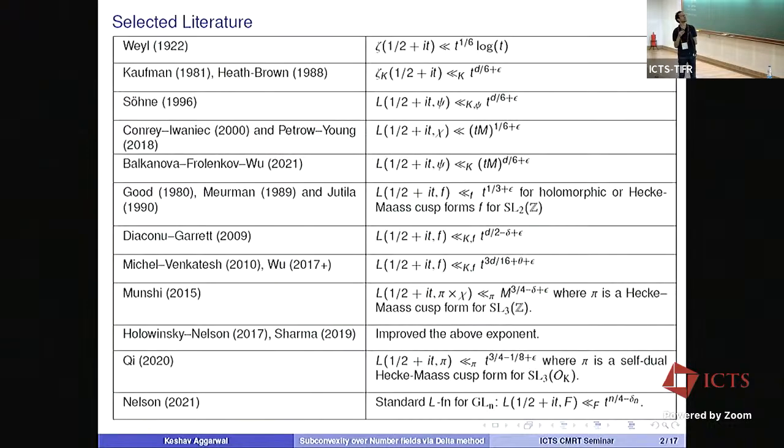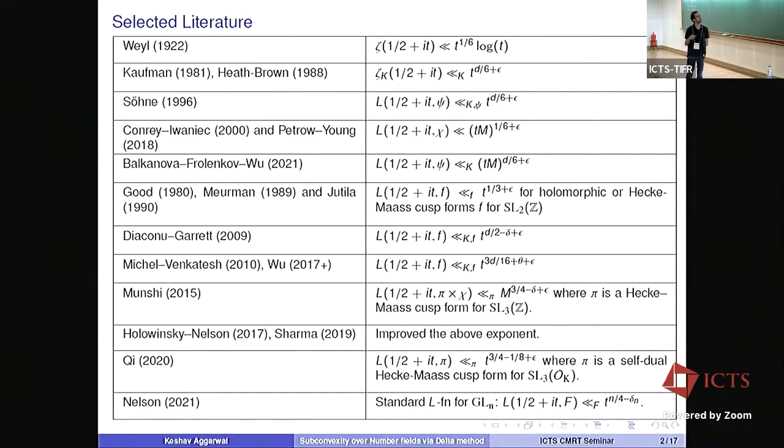So some literature, because I believe this is the first subconvexity bound talk over here. The first one was because of the work of Weyl, essentially written down by Landau, who got the exponent of T to the 1/6 log T for the Riemann zeta function. And if you look at the number fields case, this is not exactly chronological, but there is a result by Kaufman and of course also by Heath-Brown, who looked at the Dedekind zeta function, and they also got the 1/6 exponent. So this is also the Weyl type bound.